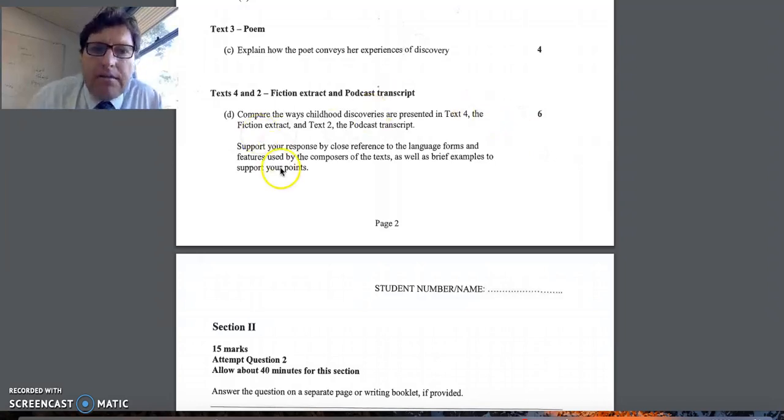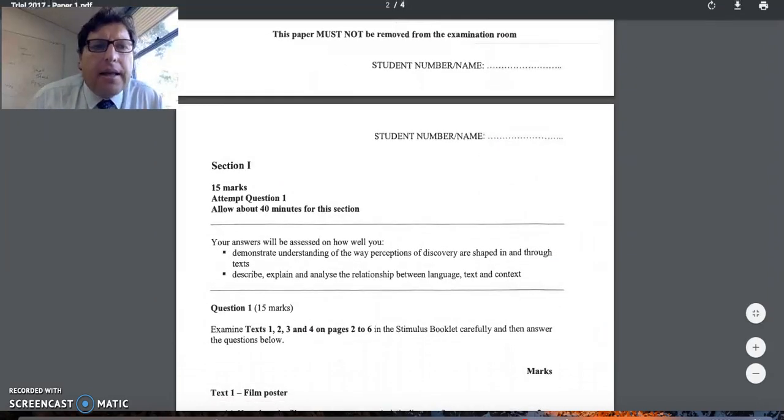And that's section 1. Give this a shot. Have a go at this section and submit to your teacher.